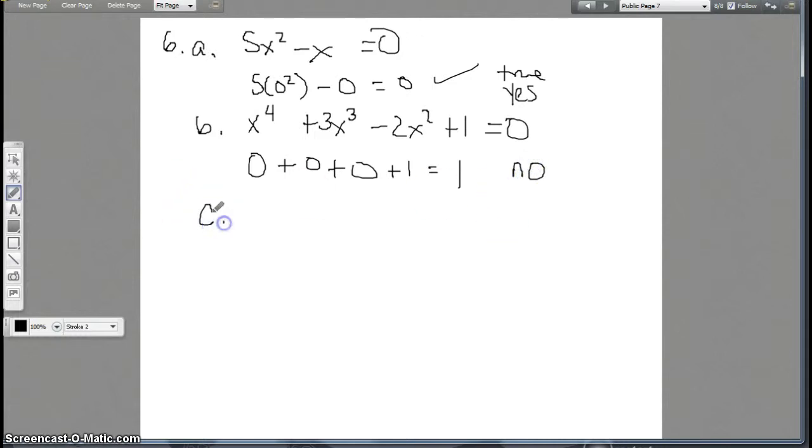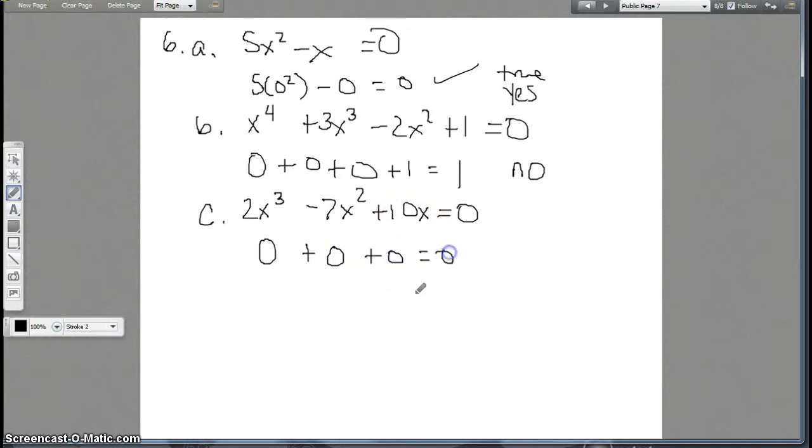Okay, part C. We have 2x cubed minus 7x squared plus 10x equals 0. Now we're going to plug in 0 for each of the x's. 2 times 0 cubed is 0. Negative 7 times 0 times 0 squared is 0. 10 times 0 is 0. And that certainly does equal 0, so yes, this one works.